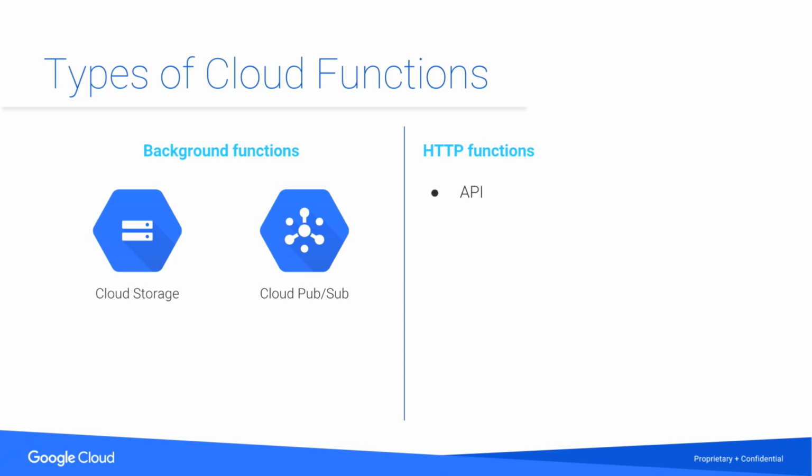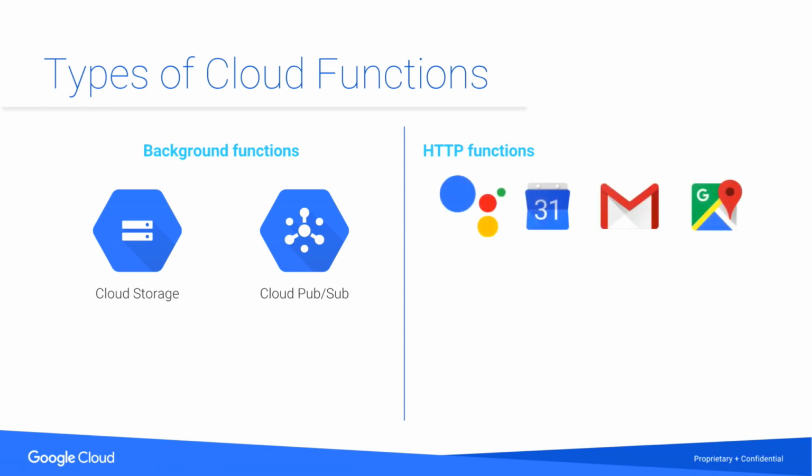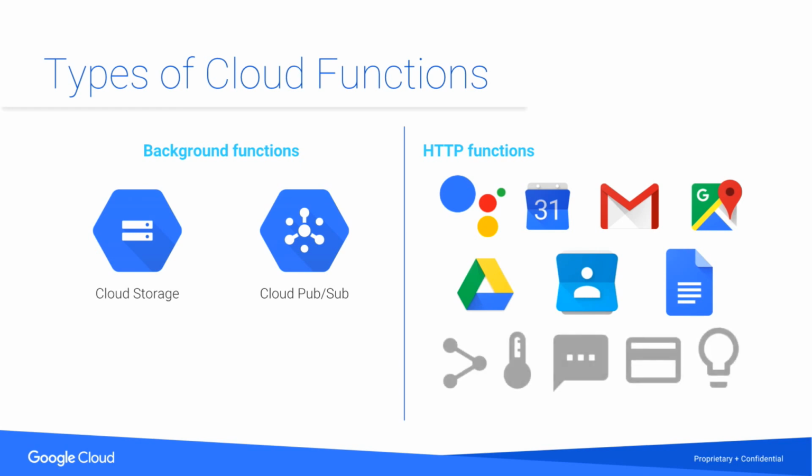And then we also have HTTP functions, which allow you to call APIs or be an API. It allows you to use webhooks. And it allows you to call these functions directly from a browser. Some ideas for HTTP functions are things like Google Assistant, a lot of our other Google products, things like Drive, Contacts, but also other things that you might use in order to call those. So Internet of Things is another great example of a great way to implement Cloud Functions.